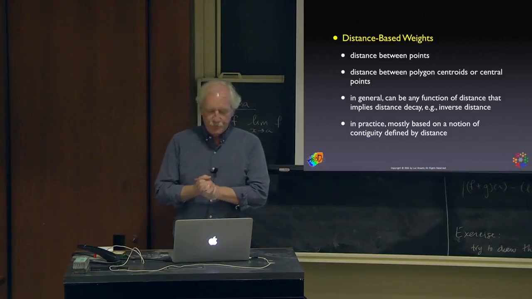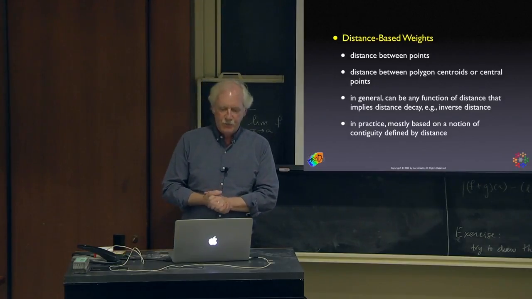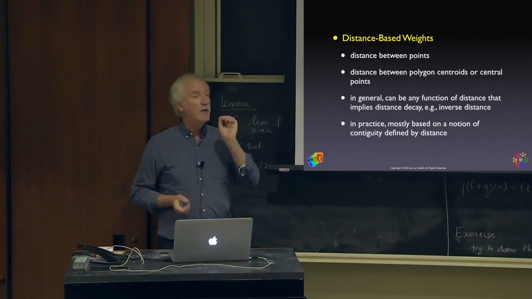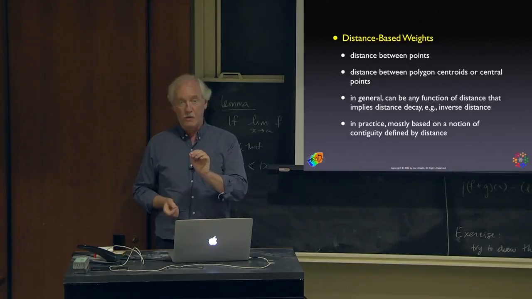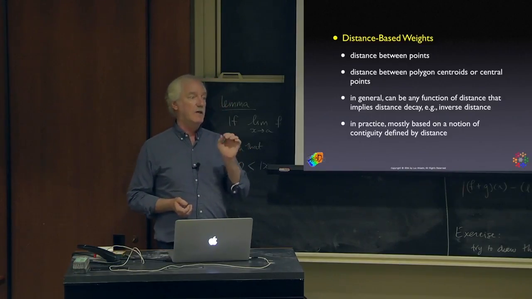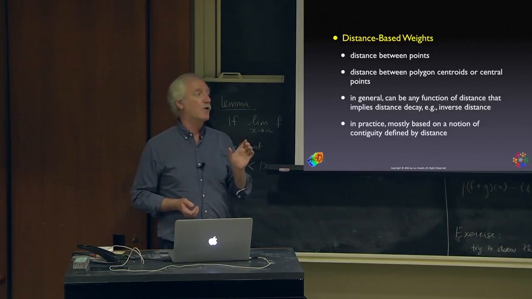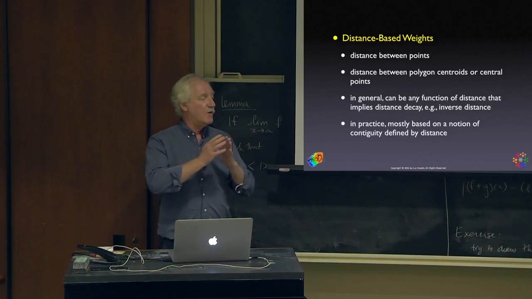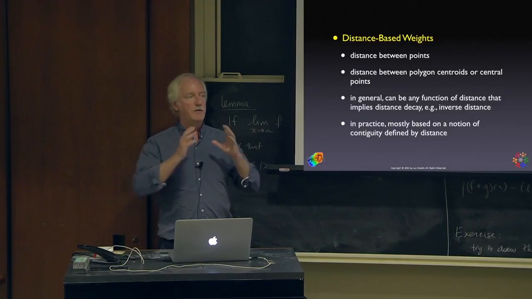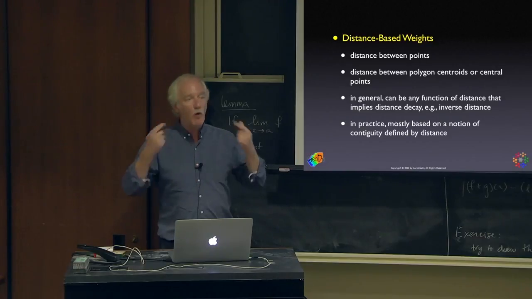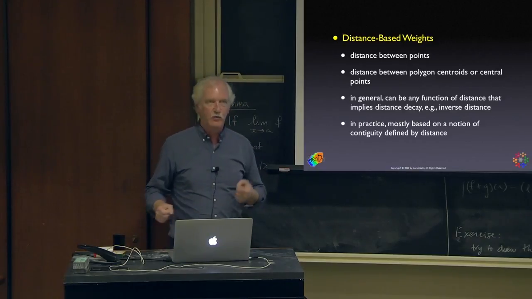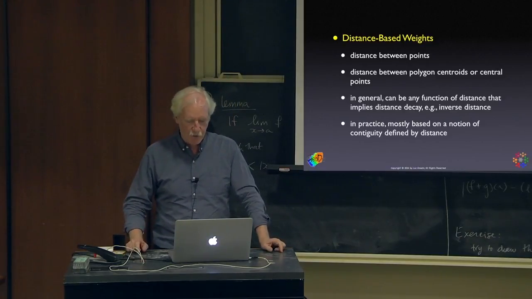So distance-based weights can be any function of distance that implies distance decay. So not distance itself. Every once in a while I run into a case where somebody uses distance in the weights matrix. That's a no-no, because we have to have less correlation as the distance increases. If you have the distance itself in the weights, we'll have more correlation as the distance increases. That runs counter to Tobler's law, so we better not mess with that.